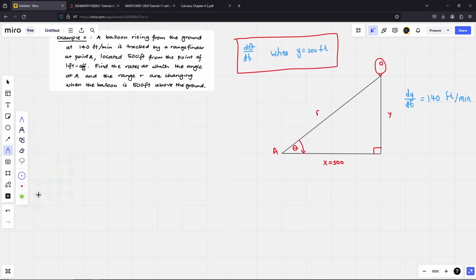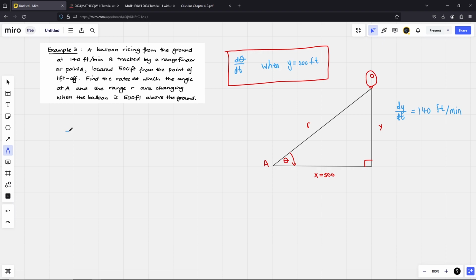Okay, so the first thing is that I want to relate an angle, and I have an x value, and also I know that I'm going to be taking the derivative of something. If I want to take the derivative of something, it's going to be y, because if I take the derivative with respect to time, I'm going to end up with a dy by dt. So I know that the three things I want to relate are theta, x, and y.